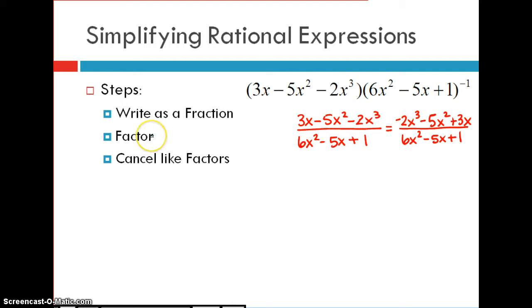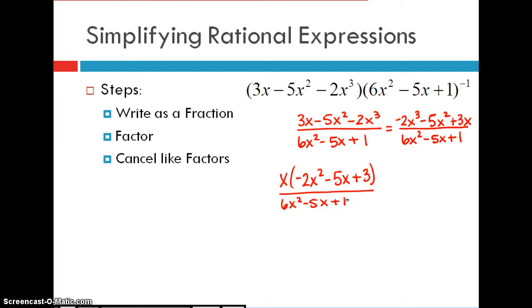And now I'm going to start my factoring step. So I notice in the numerator, the first type of factor, again, that I can take out would be a GCF. And I notice there's a GCF of x. And now I'm left with negative 2x squared minus 5x plus 3. And I'm just going to write the bottom here because there's no GCF.